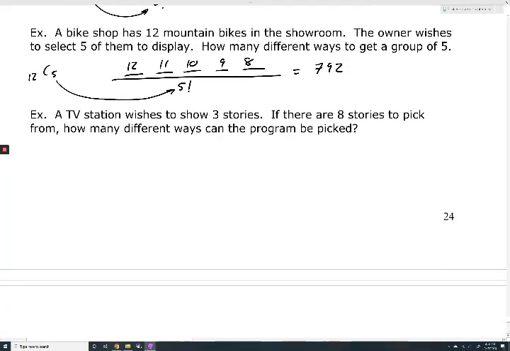A TV station wishes to show 3 stories. There are 8 stories to pick from, so that's 8C3. This time it's a combination and not a permutation because it's not naming the positions of the stories. It's not saying we're going to have a lead story, a second story, and a closing story. We just want to have 3 stories. And so again, we started off the same way, 8, 7, 6, but this time we divide by that 3 factorial. And we get 56.